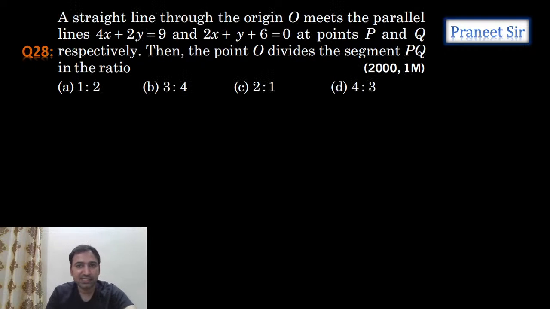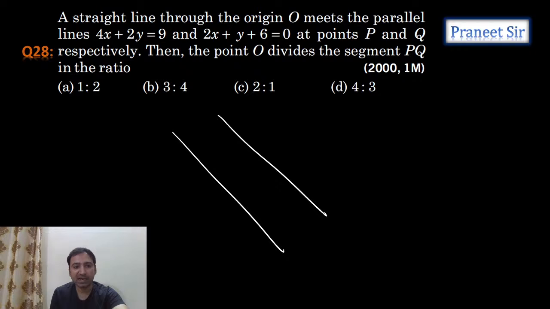Right. The next question, 28th question. A straight line through the point (0, 0) meets the parallel lines at points P and Q respectively. Then the point O divides the line segment PQ in which ratio? See, two parallel lines are there. These are not in standard form, so I'll take them in standard form.